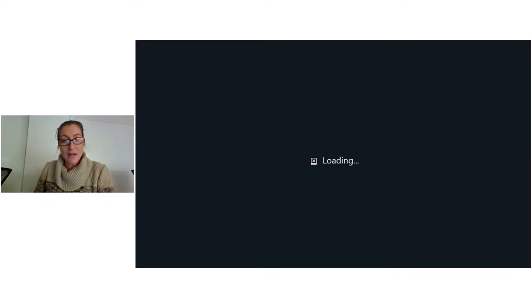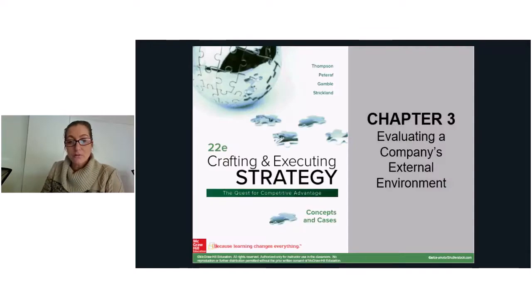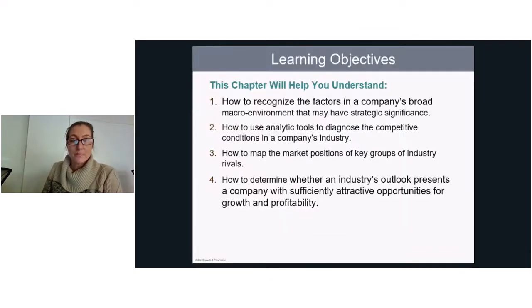Let's talk about Chapter 3 from Thompson et al. 2019, all about evaluating the external environment of an organisation. So this chapter is going to help you to understand the broad macro environmental factors that have strategic significance.